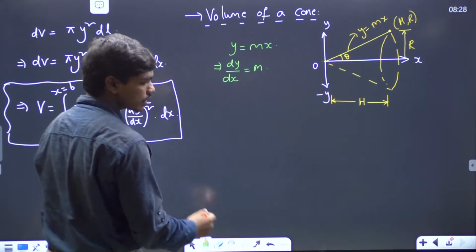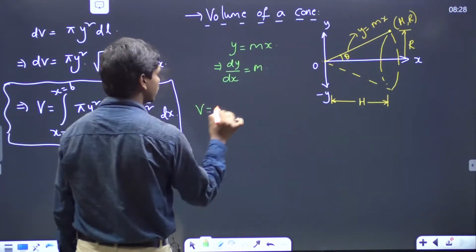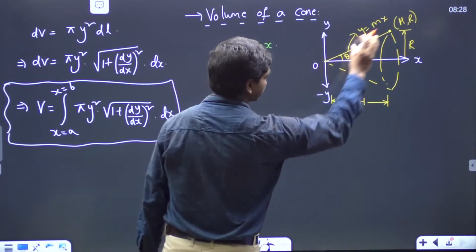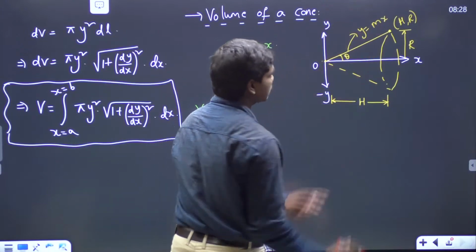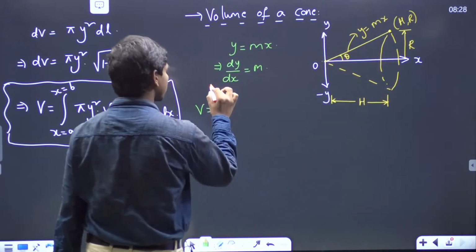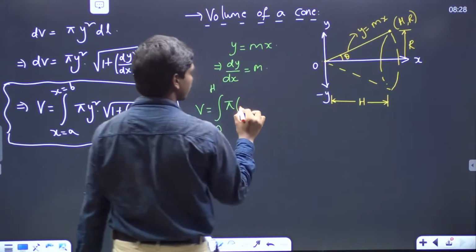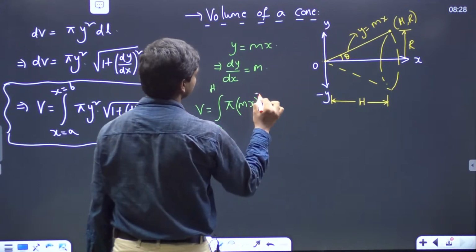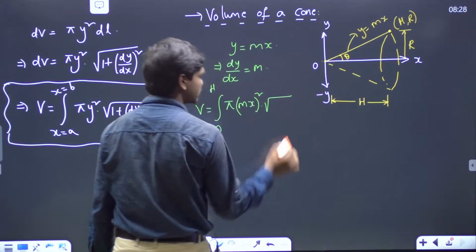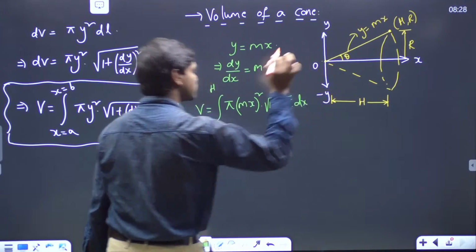So if you try to calculate the volume of this cone, V is equal to... we are interested to find the volume generated by this curve when integrating from x equal to 0 to x equal to h. So integral 0 to h of pi y square, and you know y is equal to mx, so (mx) whole square, into root of 1 plus m square, into dx. This is the formulation that we have.